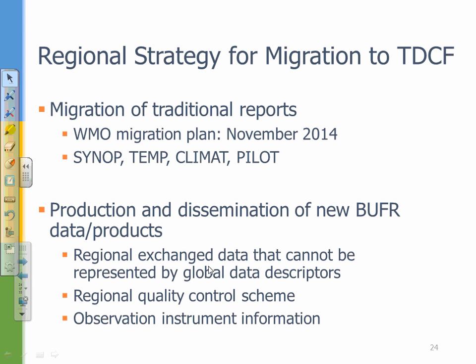Also, as I said before, TDCF is recommended to include station data or quality control data. So if there is a regional quality control scheme, for example, this information also can be included in TDCF very easily. And this will dramatically improve the NWP assimilation results. Also, observation depends on which kind of weather you have, so some observation instrument information also can be included in TDCF. So these are a more positive way of using TDCF's characteristics and specifics. You might want to think about all these things as well, not only migrating the traditional reports.